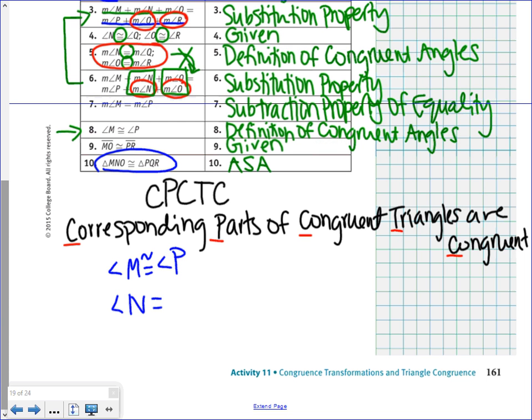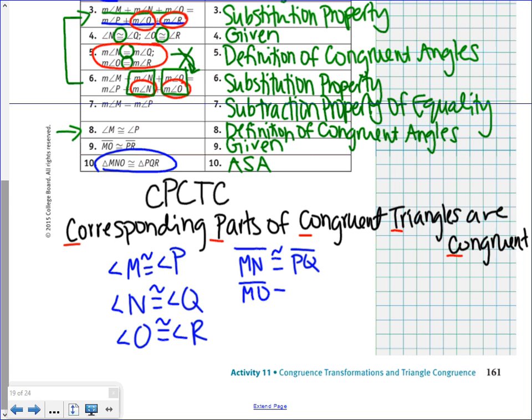Angle N is congruent to angle Q, and angle O is congruent to angle R, which we proved each of those, or we were given in our figure. We also know that the side lengths are congruent. So MN is congruent to PQ. MO is congruent to PR. And NO is congruent to QR. So that is CPCTC. If we know we have congruent triangles, all of the corresponding parts would also have to be congruent.